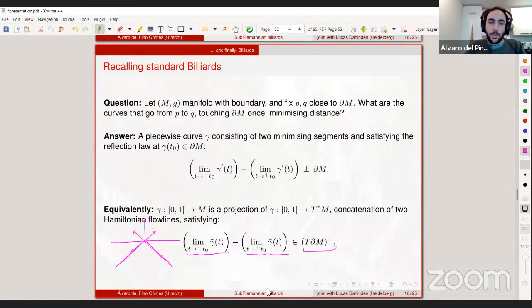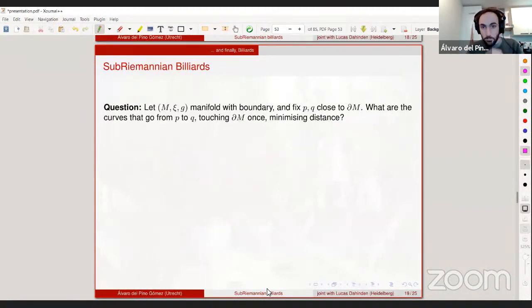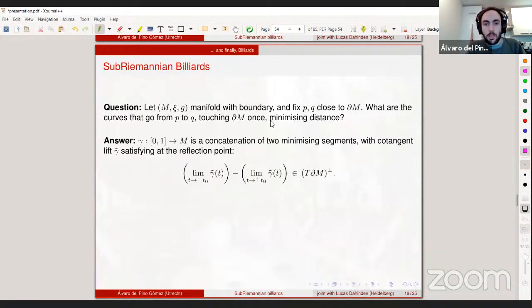Okay, so if you don't know this, maybe this was a bit fast, but the punchline of this aims to be that in the subriemannian case, you do exactly the same. So you say, okay, now I want to study the minimization problem, but in the subriemannian setting. Again, this is some sort of variational problem, but with constraints. And I can phrase it in the same way: what is the optimal way of going from P to Q with one reflection?